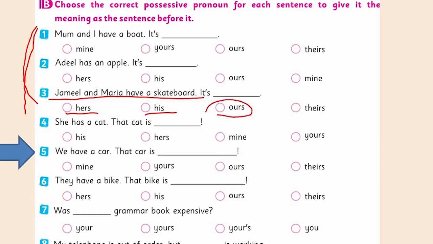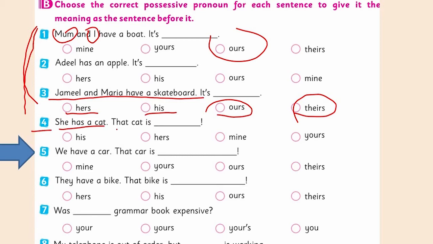Ours is ours, theirs means theirs. It's theirs, very good. Jamil and Maria, it is indicating two people, two other people. If it's I here, it will be ours. But the person is not including himself here. Now look at the fourth one.